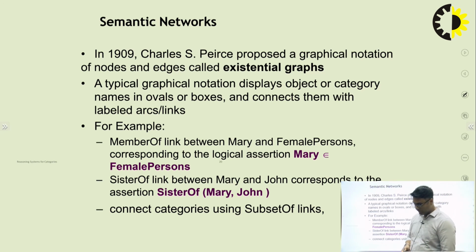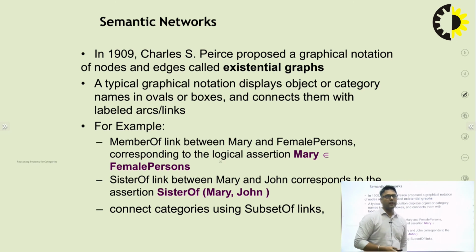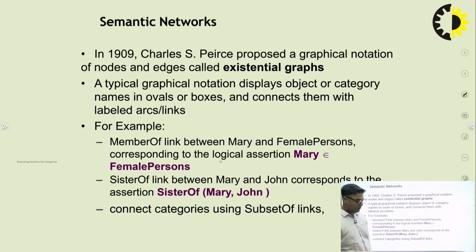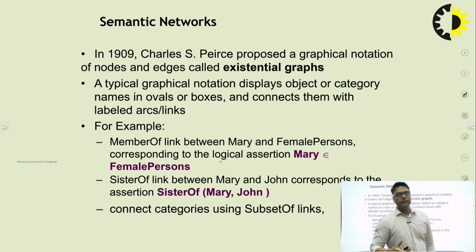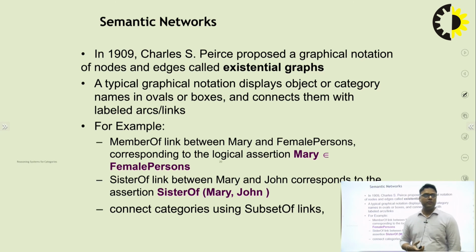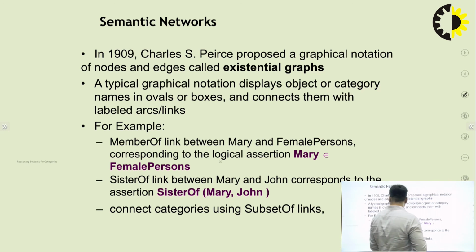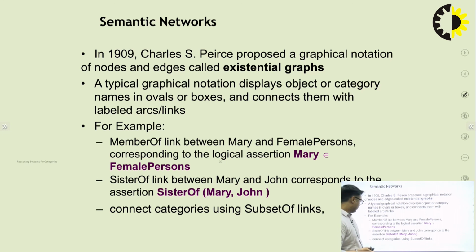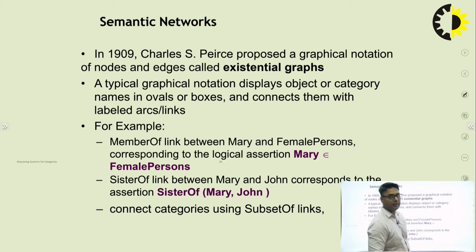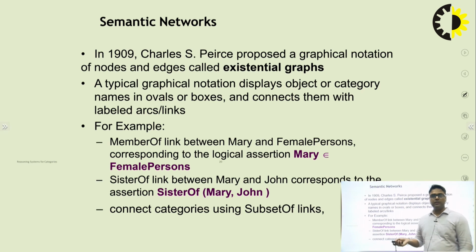First, what is the semantic network? Basically, logic is given, and through the logic you create some graph and some tree; that is called the semantic network. Here are some examples. A member-of link between Mary and female person corresponds to the logical assertion that Mary is part of the female person. A sister-of link between Mary and John corresponds to the assertion Sister of Mary and John. Categories are connected using subset links. So this is my example of how to represent it in graphical form.